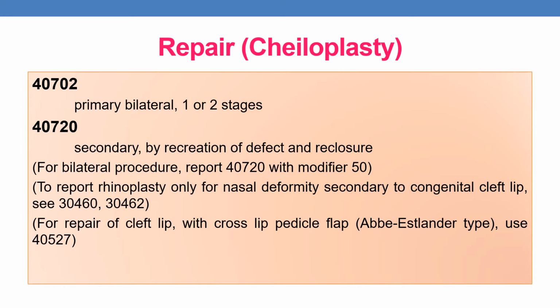The next is 40720. It deals with plastic repair of cleft lip or nasal deformity, secondary, by recreation of defect and closure. And for bilateral procedure, report 40720 with modifier 50. To report rhinoplasty only for nasal deformity secondary to congenital cleft lip, you need to refer to the CPT range 30460 to 30462. The next guideline is for repair of cleft lip with cross lip pedicle flap, use 40527 that we have discussed earlier.